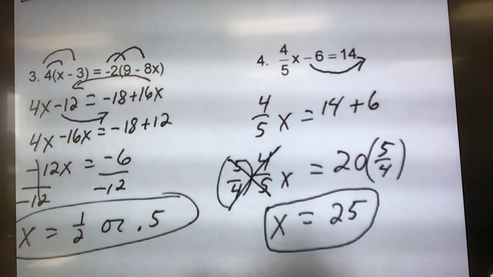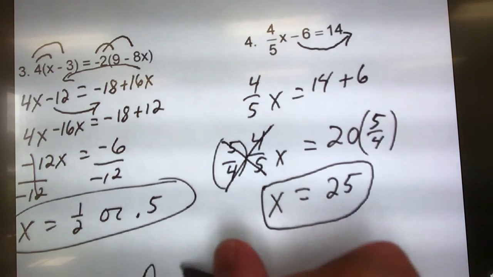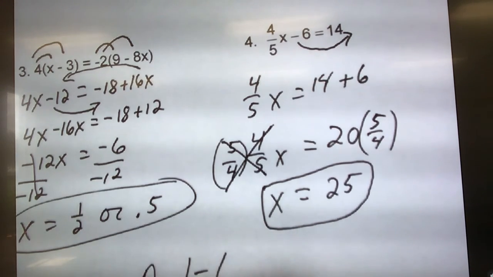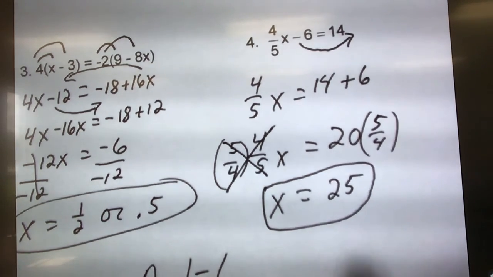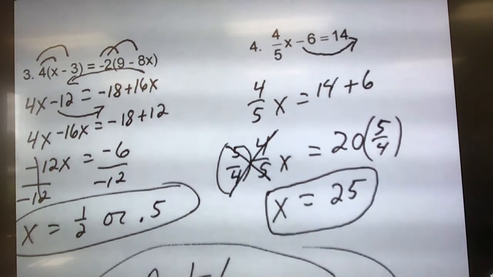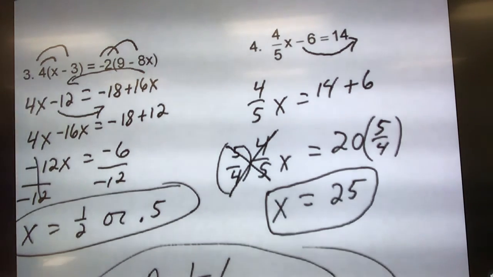Okay, then for your assignment, A1-1, you're doing numbers 5, 7, 8, 10, and 12. This concludes notes for 1-1.